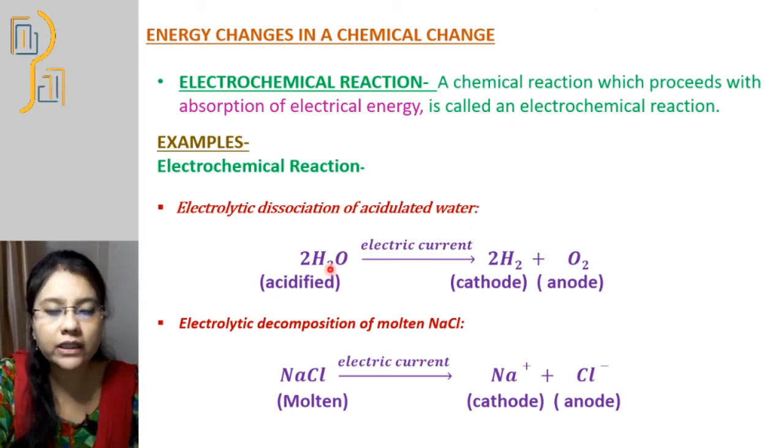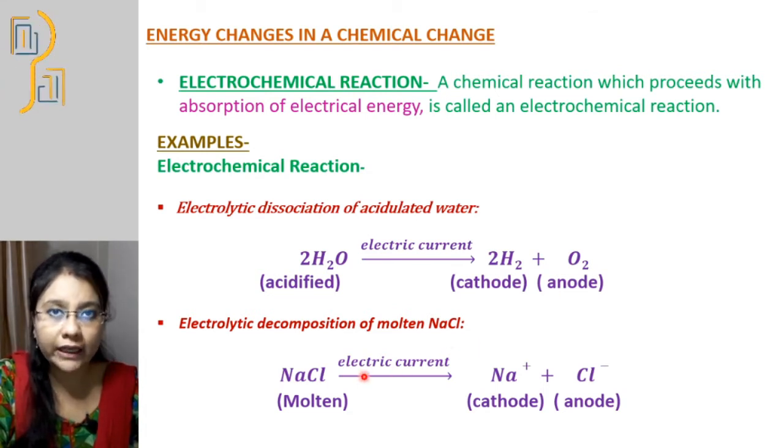When electricity is passed through acidulated water, it dissociates into its respective ions and gets discharged at respective electrodes. That is 2H2 at the cathode and O2 at the anode. Similarly, electrolytic decomposition of molten sodium chloride.